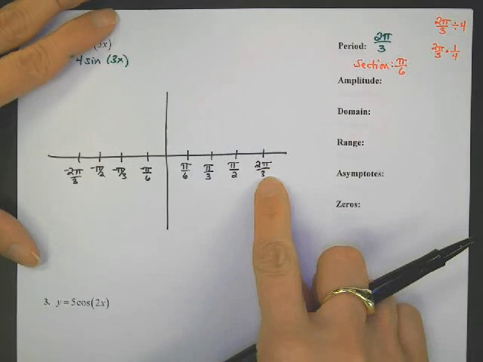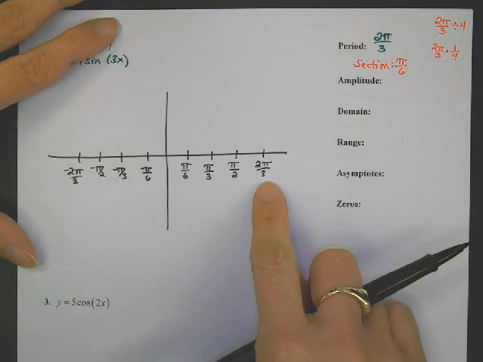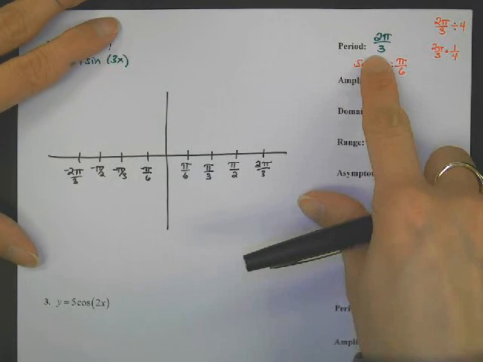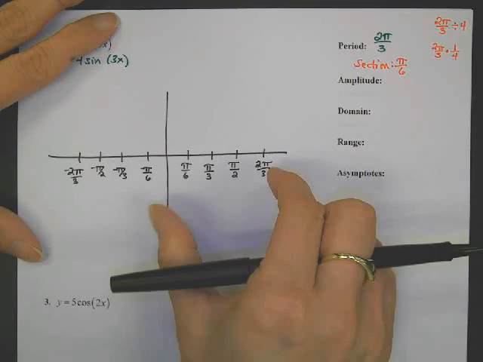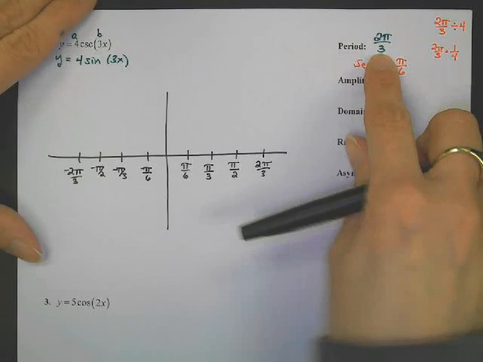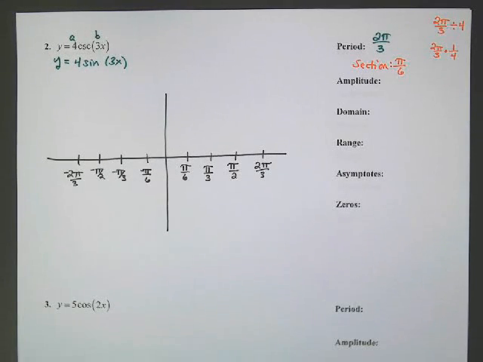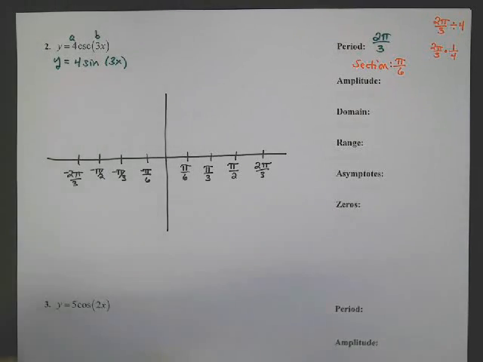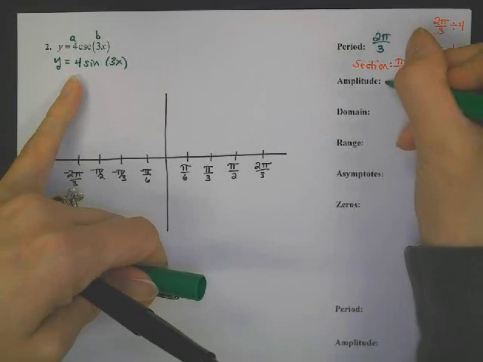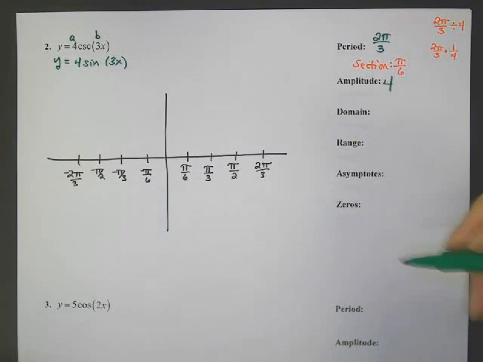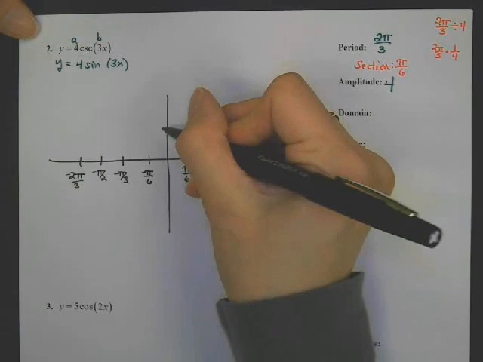How do I know if that worked out right? Was I supposed to finish at 2 pi over 3? Well, yes, the period was 2 pi over 3. That's the perfect way to finish. That's the period for these graphs. Okay, amplitude. The amplitude is the a value, so we're going to say 4. The rest of the questions I'm going to answer once I see the graph. So let's put the 4s on.